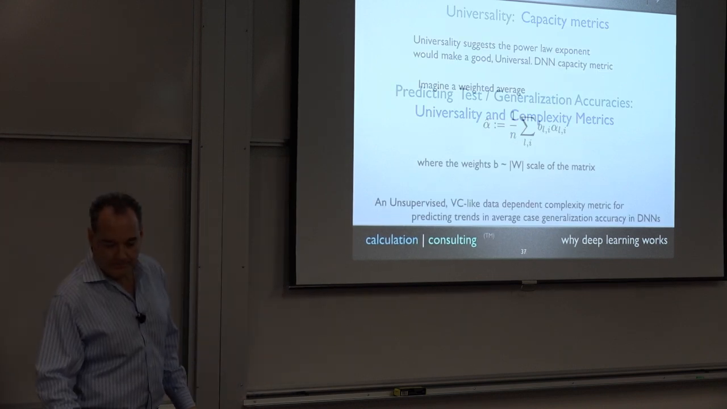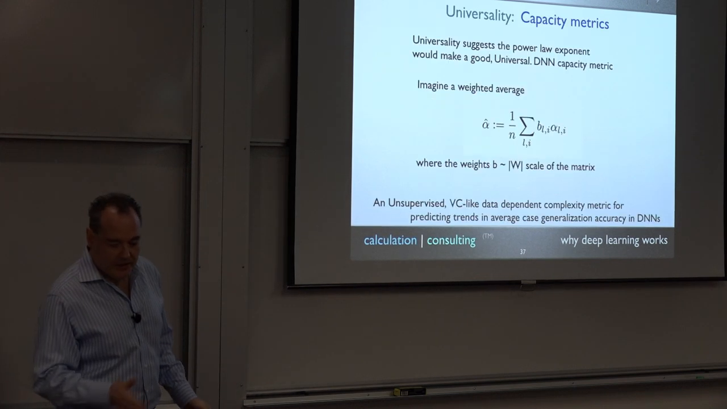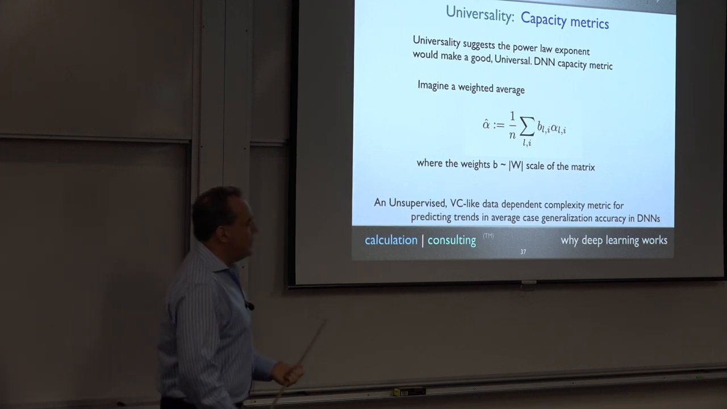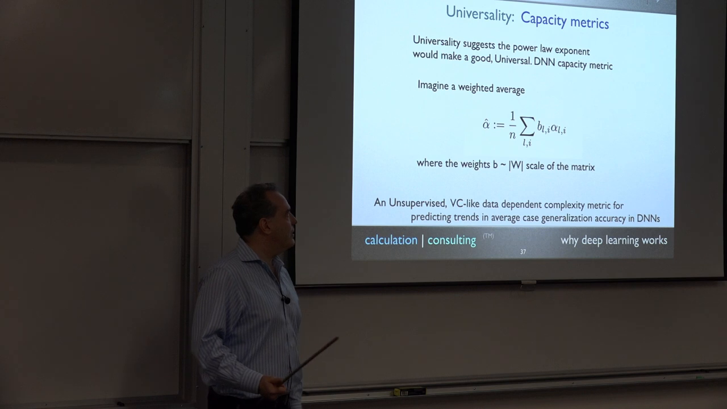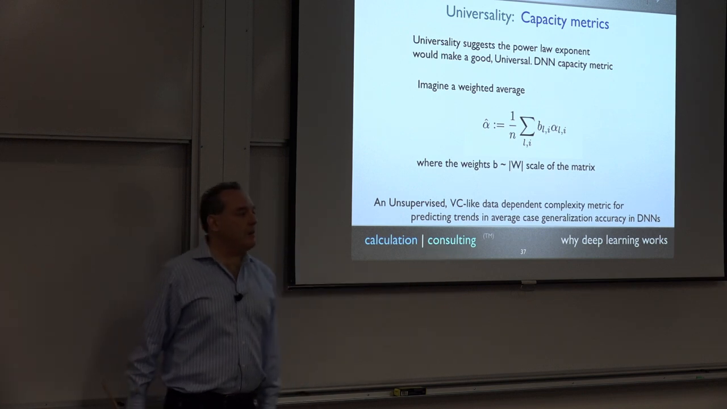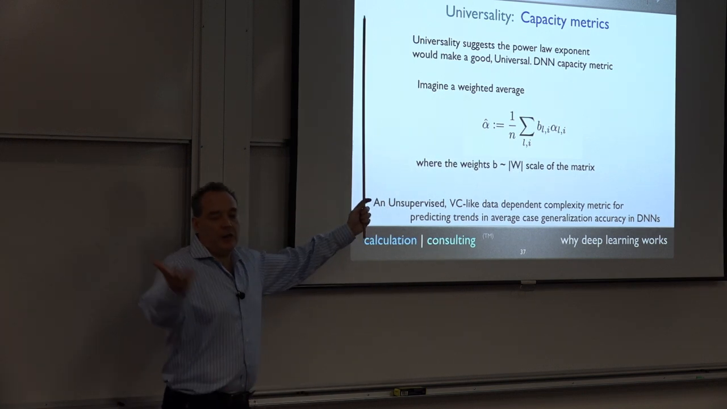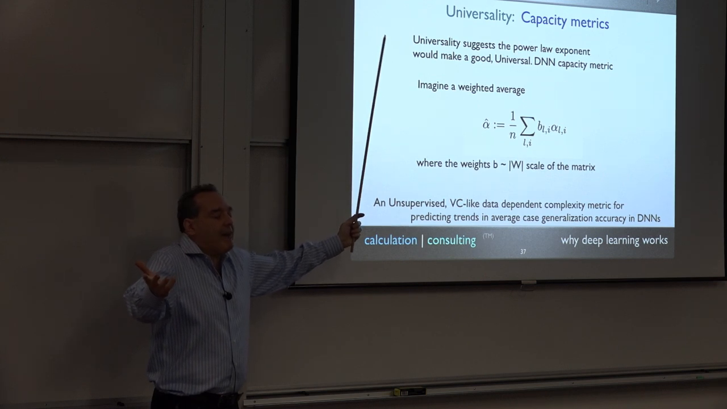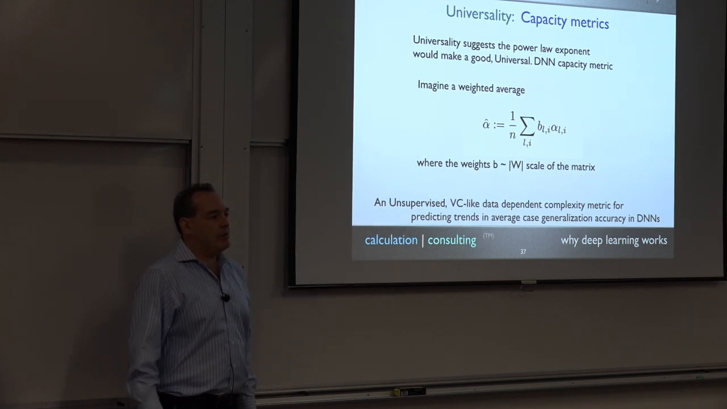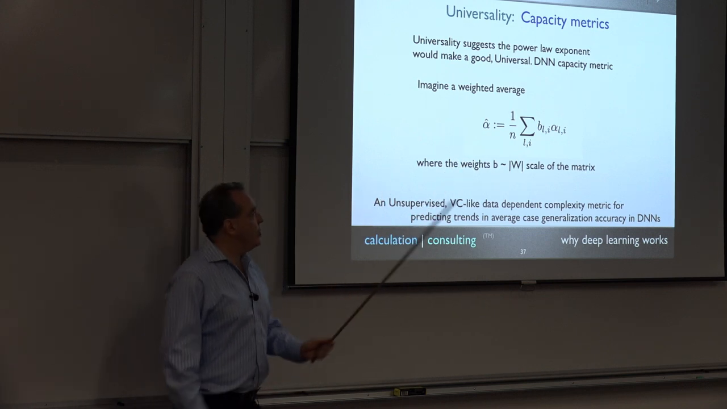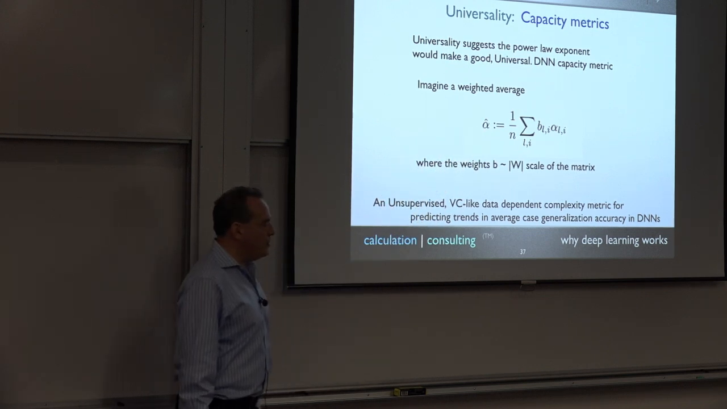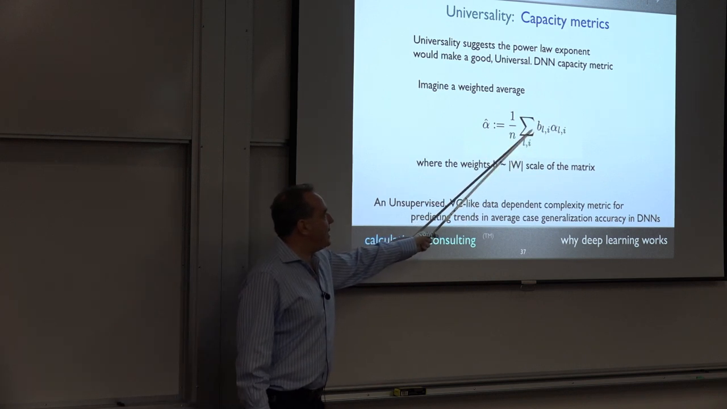So what does this mean? The idea is that if all the weight matrices of these neural networks display universal power law behavior, then why can't we just invent a capacity metric, which is something like the weighted average of all the power laws. So you take a large neural network, something like BERT, which maybe has 1,000 layers. You measure the power law exponent for all of them. And then there's some weight factor. You take a weighted average.